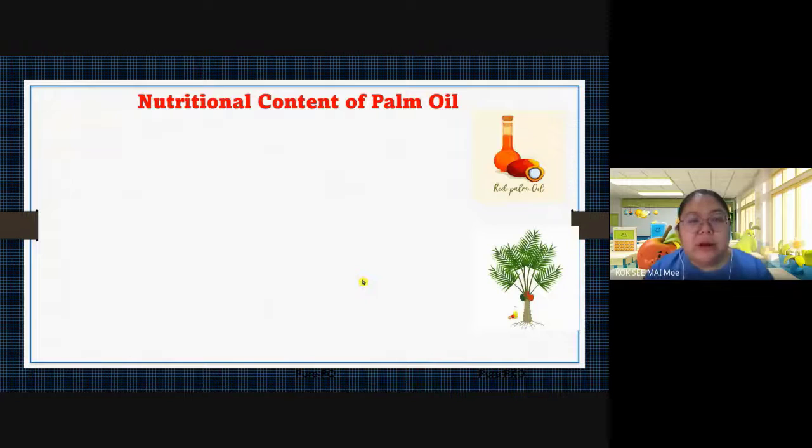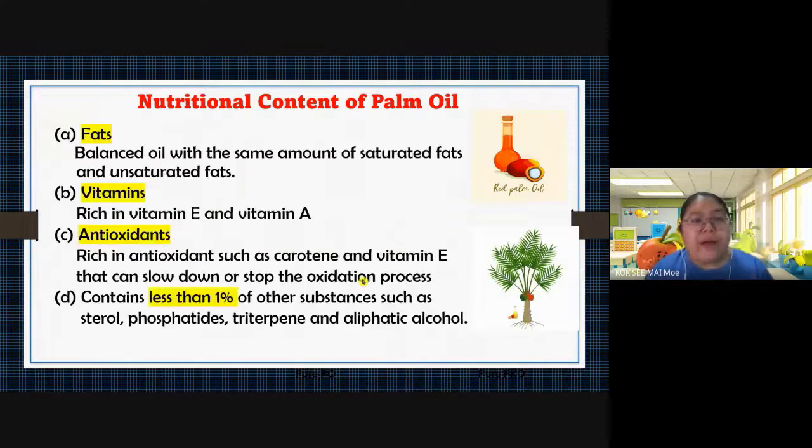Nutrition content of palm oil. Does palm oil have any nutrition or not? Okay, first one, it has fats. Sure, it has fat, because it is an oil. This is a balanced oil with the same amount of saturated fat and unsaturated fat. It is balanced, it does not have extra. Whatever percent the saturated fat is, the unsaturated fat must be the same percent.